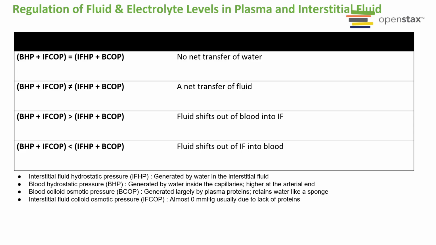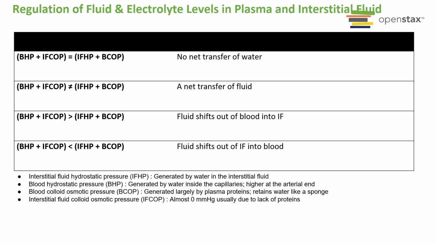We also have blood colloid osmotic pressure, and that is generated largely by plasma proteins and retains water like a sponge. We gave the example of the leaking bucket that has 1 sponge versus has 10 sponges, and how the bucket that has more sponges will retain more water.